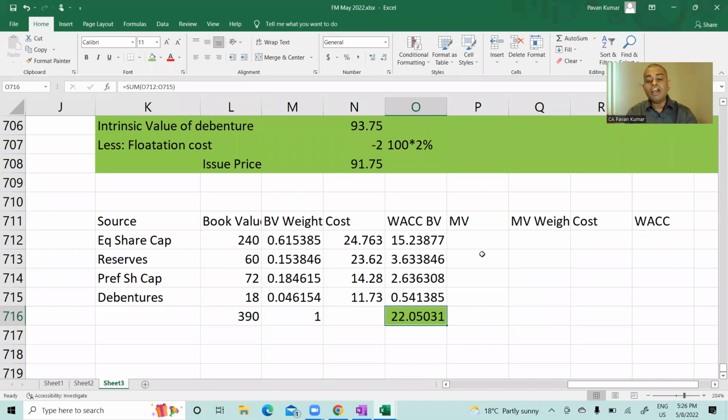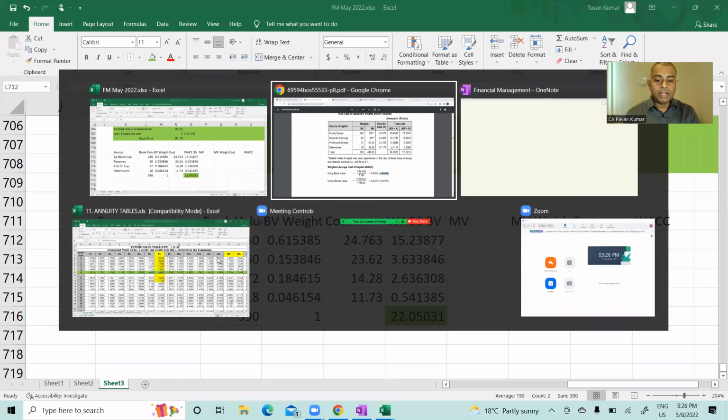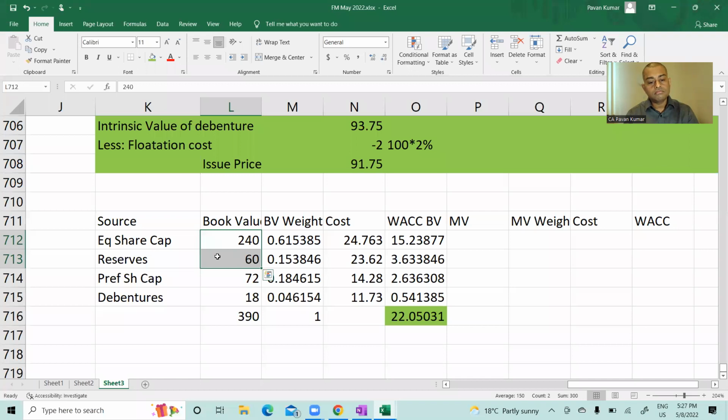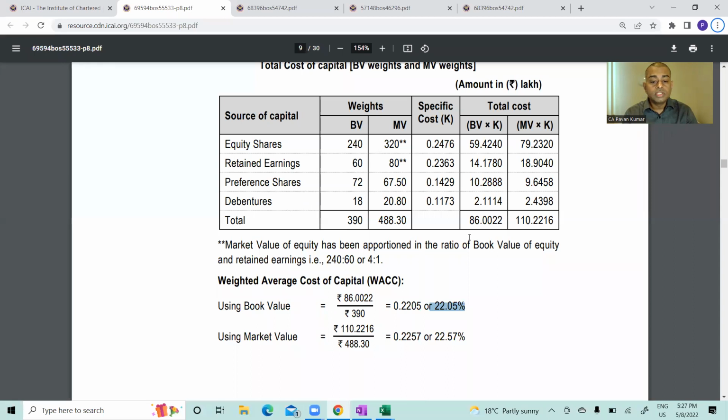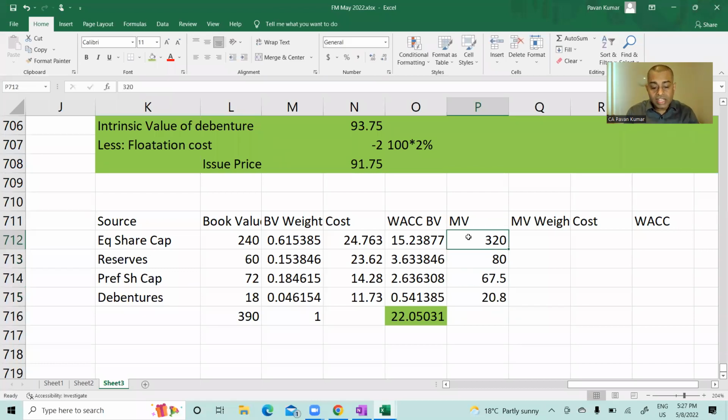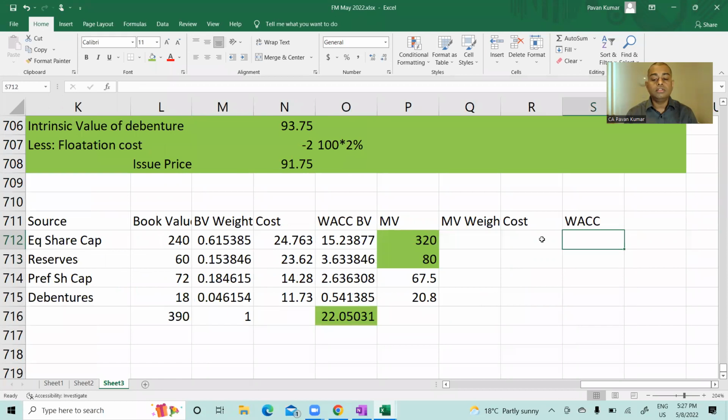Very good. Now in market value, what you do is take the market value of equity shares given in the question and distribute it in this ratio between equity shares and reserves. For example, in the question they have given 400 as market value. You will distribute that 400 between equity shares and reserves in the 240:60 ratio. So the market value will be 320 here, 80 here, then 67.5 and 20.8, whatever is given in the question. Now you will calculate weights, take the costs, and calculate the weighted average cost of capital.